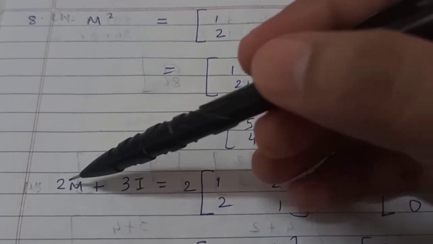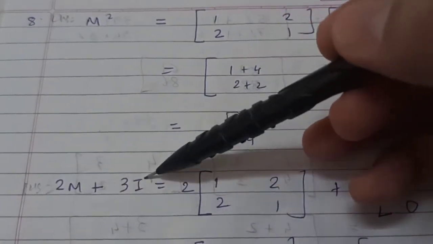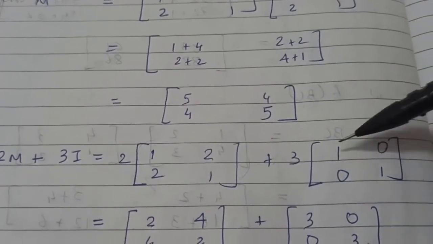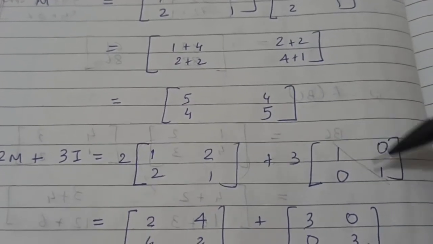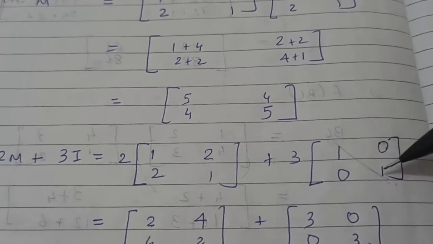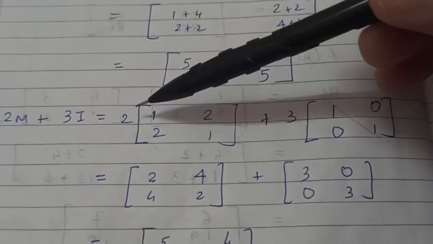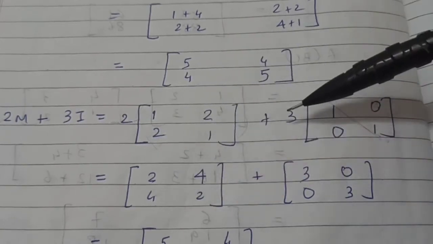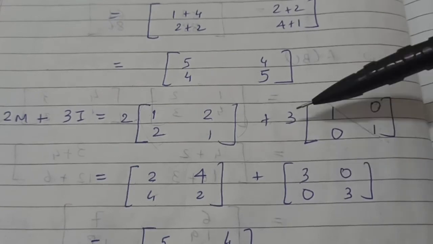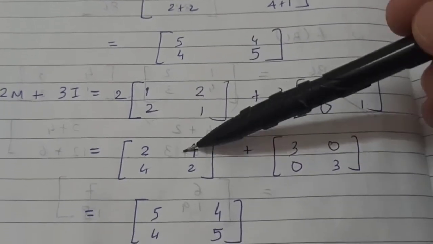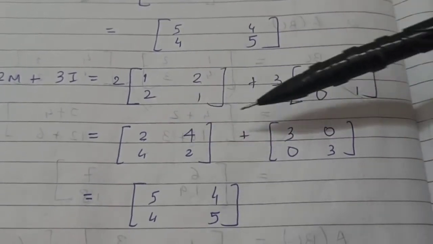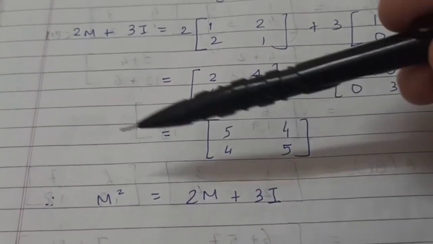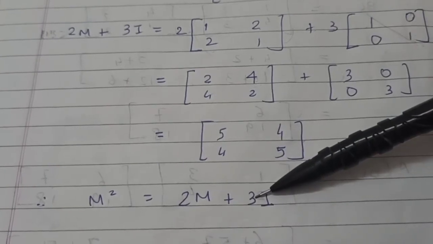And the RHS, 2M plus 3I. So 2 into M plus 3 into the identity matrix. For 2 by 2, the diagonal is always 1 and all the other elements are 0. This is multiplication by scalar, which we have done, which is so easy. Multiply 2 by each of the elements, and here multiply 3 with each of the elements. Then addition also we know, add the corresponding elements and we get the final answer. And check, is it the same? Yes it is. So we say that LHS is equal to RHS for this sum.